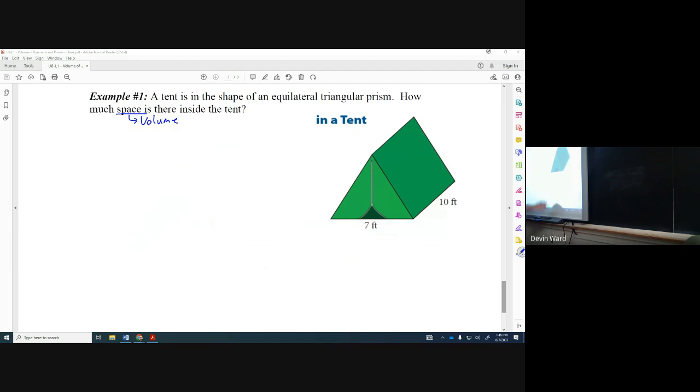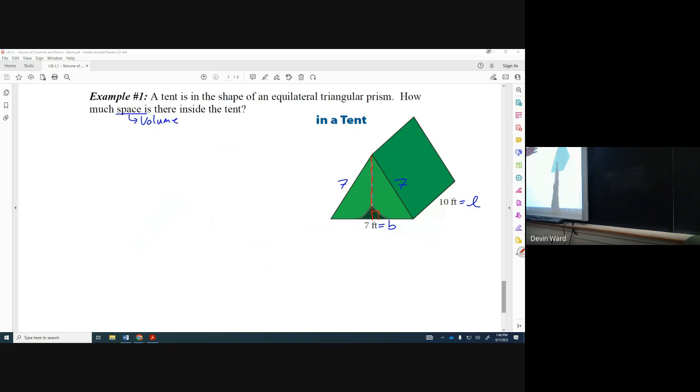So I'm given my base is 7 feet. I'm given my length is 10 feet. What's my height? I don't know, right? It's not 7 feet because this side is 7 feet and this side is 7 feet. But I don't know what my height is.